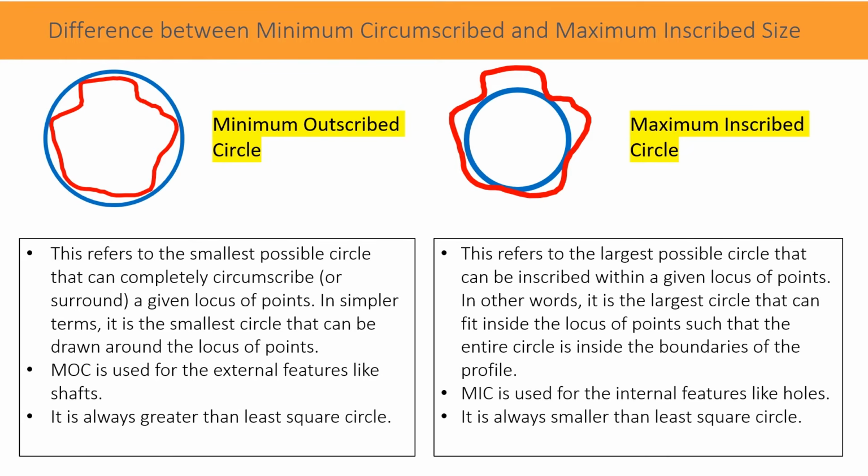In case of the maximum inscribed circle, this refers to the largest possible circle that can be inscribed within a given locus of points. In other words, it is the largest circle that can fit inside the locus of points such that the entire circle is inside the boundaries of the profile. Maximum inscribed circle is used for internal features like holes.